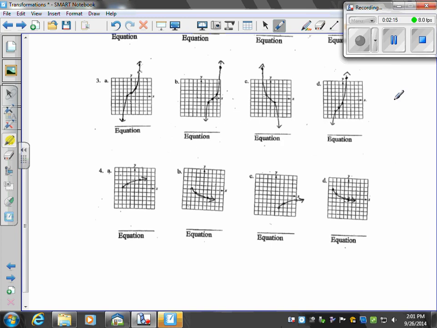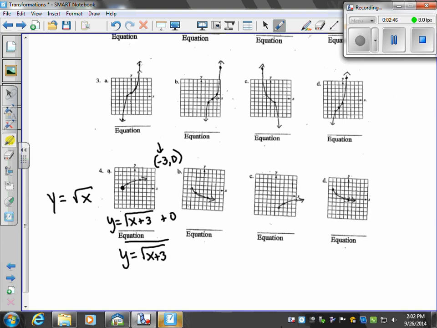Okay, we're going to look at our last set of transformations in which we're going to practice this format. So we have y is equal to, our parent graph is the square root of x. And our first one is, we're going to look at this point right here. It's negative 3, 0. So y equals x is going to be opposite of this one, so it's going to be plus 3, and then on the outside we would have plus 0, so you get y equals the square root of x plus 3 is our equation, and we just went to the left 3 units.